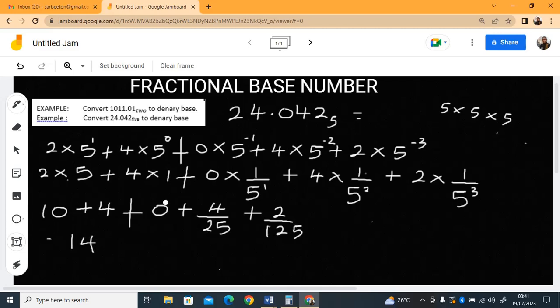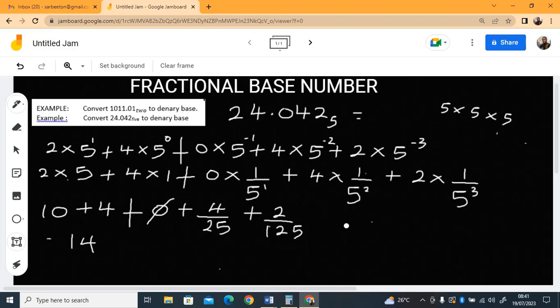So I can ignore this 0 because it doesn't have any value. 0 plus any number. So I'm looking for 4 over 25 plus 2 over 125. Now, student mistake. It's normal. It's mathematics. Nobody's above mistake. Now, students do make the mistake of saying 4 plus 2, they write 6. 25 plus 125, 150. Don't ever do this.